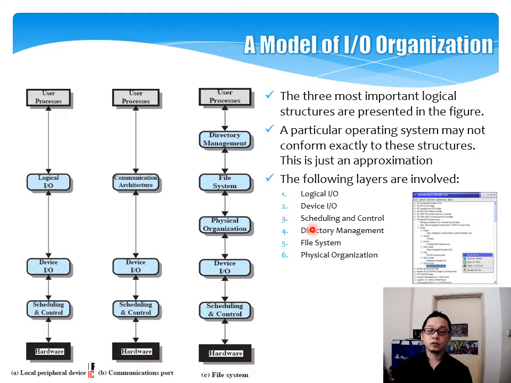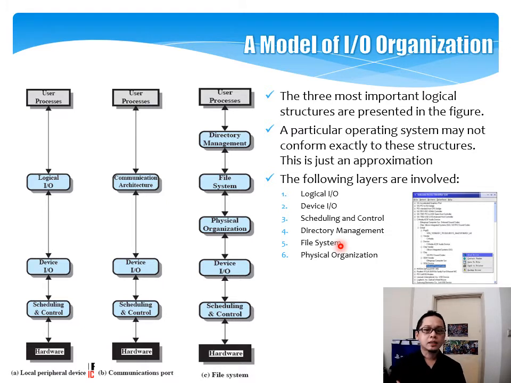Just like any other resources, I/O is also part of the resources that is being shared by the user and also the process. So when we are talking about resources, of course, they need proper scheduling and control. This again is the role of the operating system to decide when or where the device can be connected to a needed process. And then also the directory management and the file system.